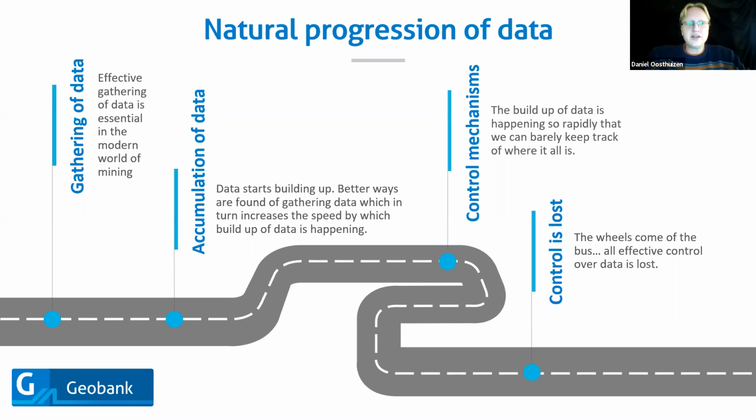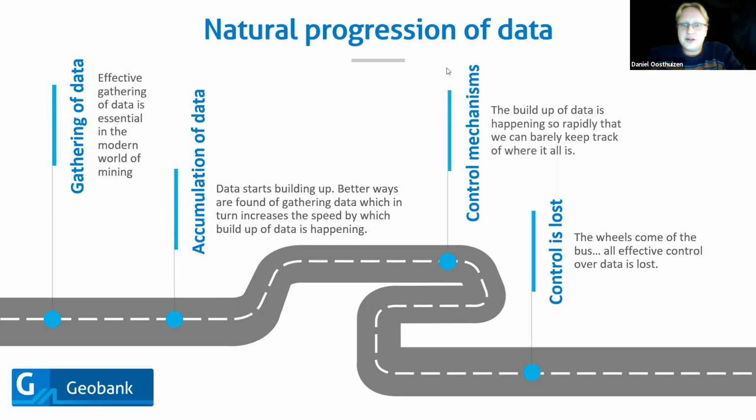That leads to the second natural progression of what we run into. We start accumulating data, and we realize that we might not be doing it efficiently. We realize that perhaps there are better ways of doing it. We might go and find solutions that will help us up our productivity and find better ways to capture and gather data. So data starts building up. Better ways are found of gathering data, which in turn increases the speed at which this buildup is happening.